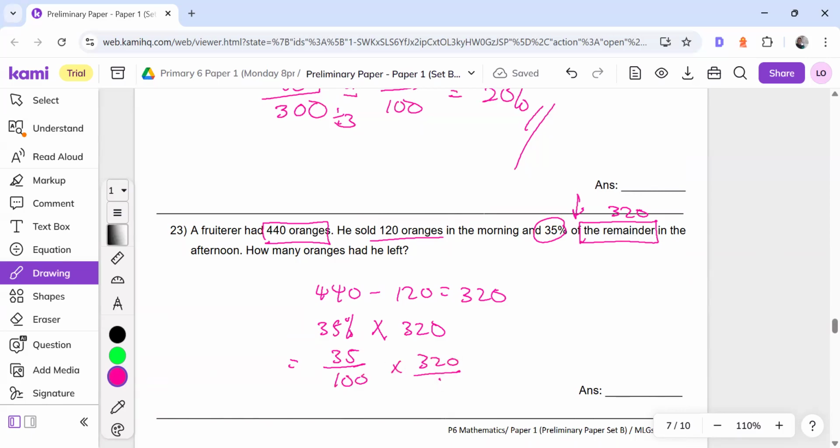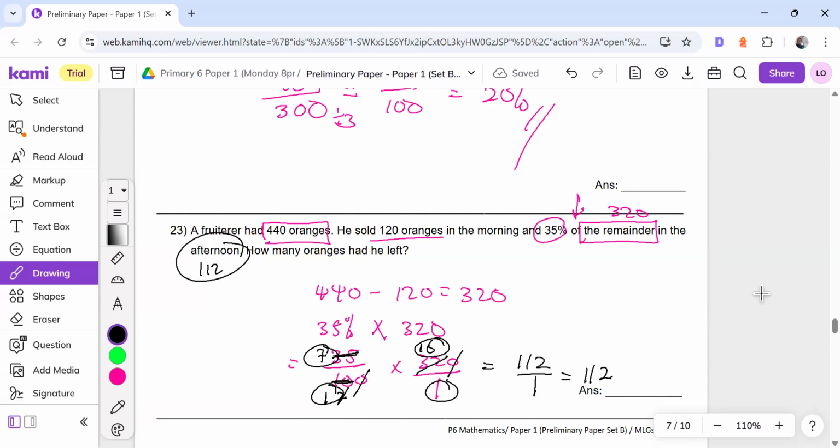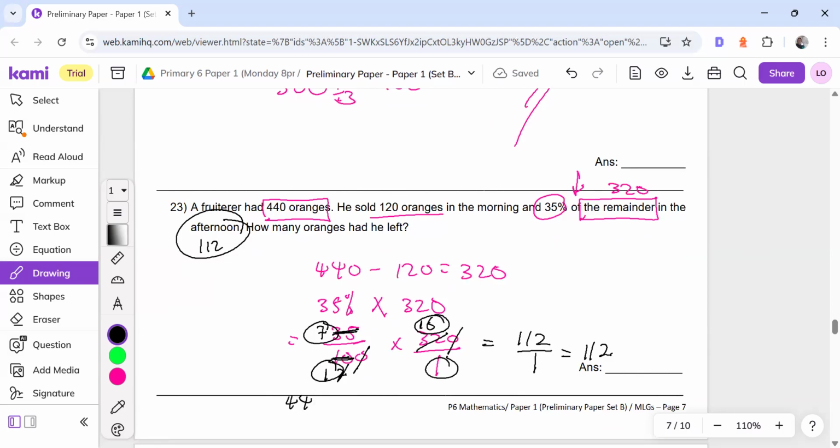Change the percentage into fraction times 320. Change the whole number into fraction also. Then go and cancel. So 10 divided by 5, 35 divided by 5. You can also cancel vertically, diagonally also can. Then 2 divided by 2, 32 divided by 2 also can. 16. So once the denominator is 1 already, 7 times 16 become 112 over 1. So how many did he sell in the afternoon? 112 in the afternoon. So how many oranges left? Then you just take 440 minus 120 minus 112.